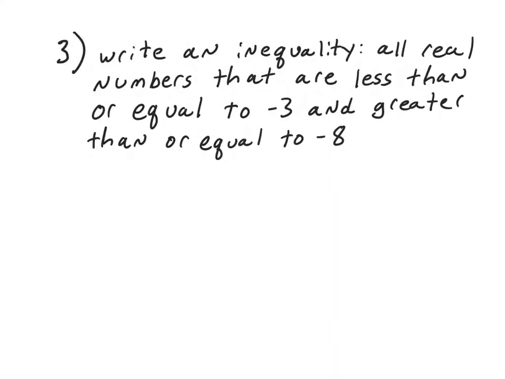On number 3, we have to write an inequality for all real numbers that are less than or equal to negative 3 and greater than or equal to negative 8. Alright, so I'll start by putting the smallest number first, which is negative 8. The x is going to be in between the smaller and the bigger number, so it's going to go here. And then we'll have negative 3 as the bigger number. It is greater than or equal to negative 8, so we're going to use this symbol. And then less than or equal to negative 3, so it'll be this symbol.